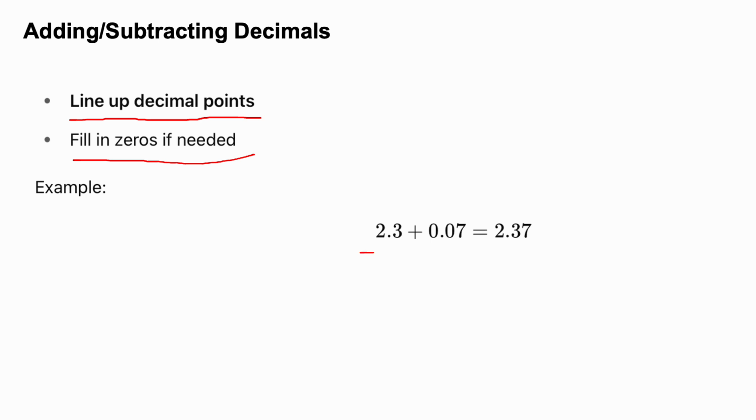We are adding 2.3 and 0.07. So think of 2.3 as 2.30. So now there are the same number of digits after the decimal, 2.30 and 0.07. So you can add them up and the number comes to 2.37.